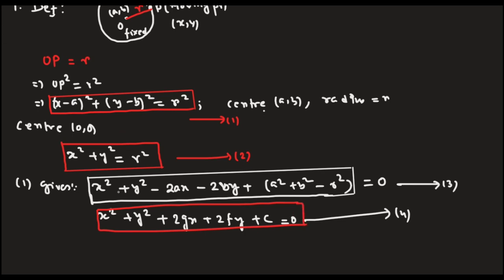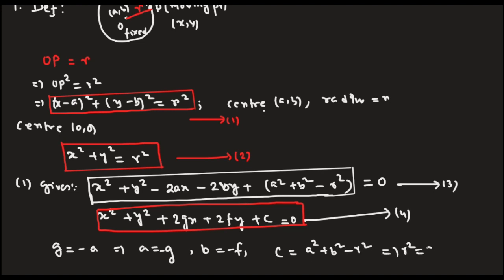So everyone can identify the coefficient of x is 2a, here the coefficient of x is 2g, so therefore 2g is equal to 2a, so we can write g is equal to minus a, or from here you are getting a is equal to minus g. Similarly, you are getting b is equal to minus f, and then c is equal to a square plus b square minus r square. So from here you can calculate r square will be equal to a square plus b square minus c.